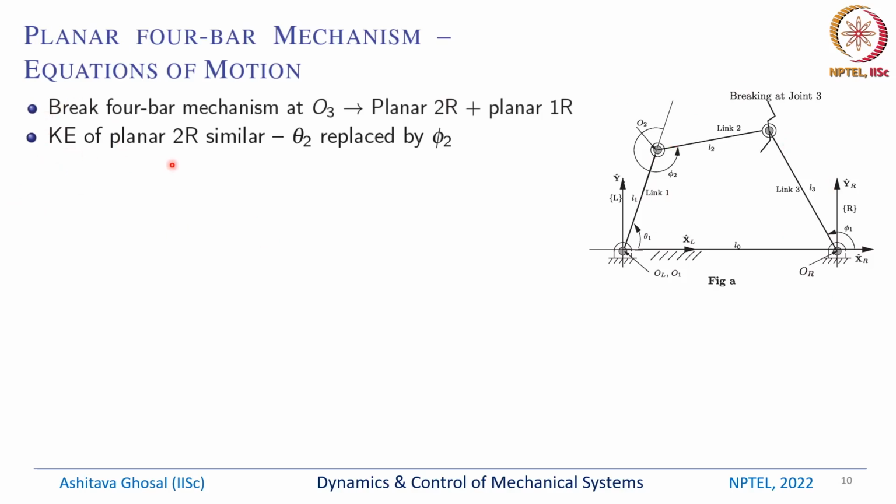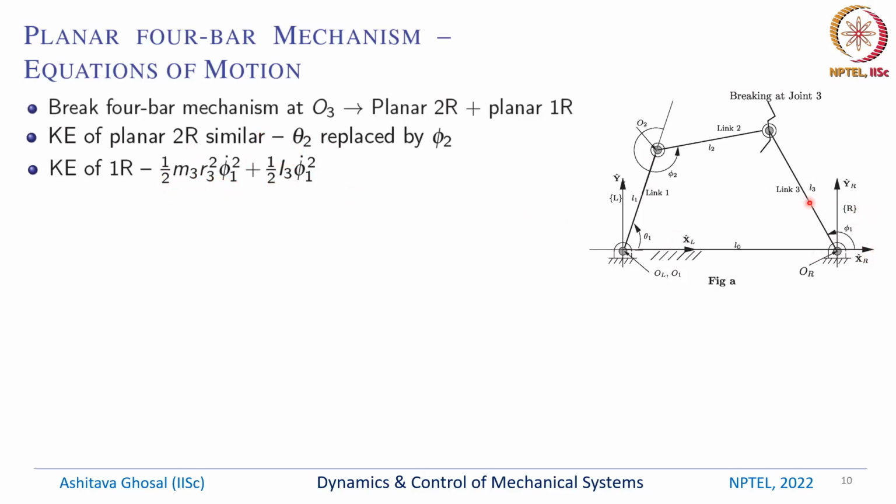The kinetic energy of the planar 2R is very similar to what we did a few minutes back. All we need to do is replace theta 2 by phi 2. So this is a 2R chain where the variables are theta 1 and, instead of theta 2, phi 2. And this is a single link with 1 degree of freedom, which is phi 1, or 1 rotation. So the kinetic energy of the 1R is 1/2 m3 r3 square phi 1 dot square plus half I3 phi 1 dot square. So this is like half I omega square, and this is like half m v c square.